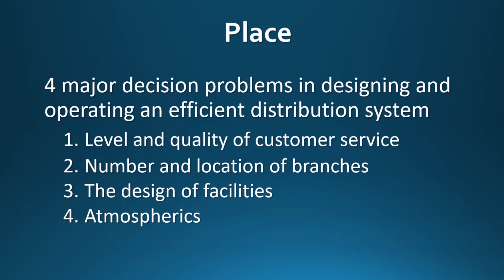Okay, so let's look at some major decisions when designing and operating an efficient distribution system. Again, we're looking at place, right? Where are we delivering or housing our products? We want to look at the level and quality of customer service. How can we best deliver our products, services, or things? The number and location of different branches: where are the other places we're going to be distributing said product, place, or thing? And then we look at the design of the facilities. What design is available or can make it happen?